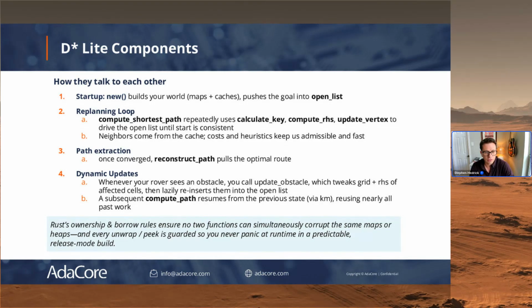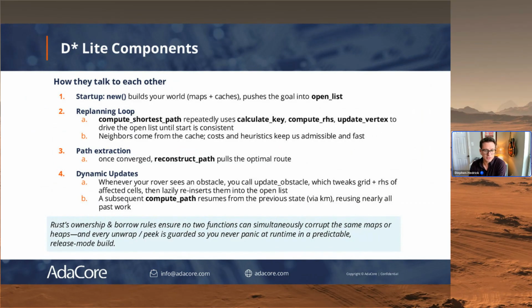So the calculate key, compute the one-step look ahead, which is the RHS, and the update vertex list, and then we'll get to the path extraction, where once its open list is converged, we'll reconstruct the path, pull and apply those optimal routes based off of the new data that it has. So that's the rover getting to a new cell, understanding its surroundings, and converting anything that is a new data point that doesn't have the data from the original static map that we put in place before we said find a path.